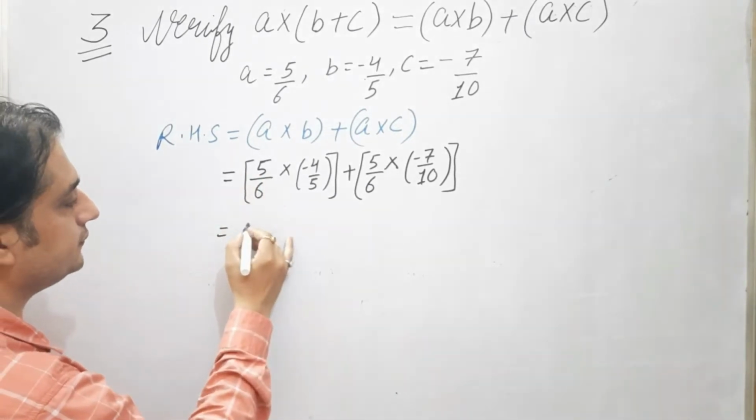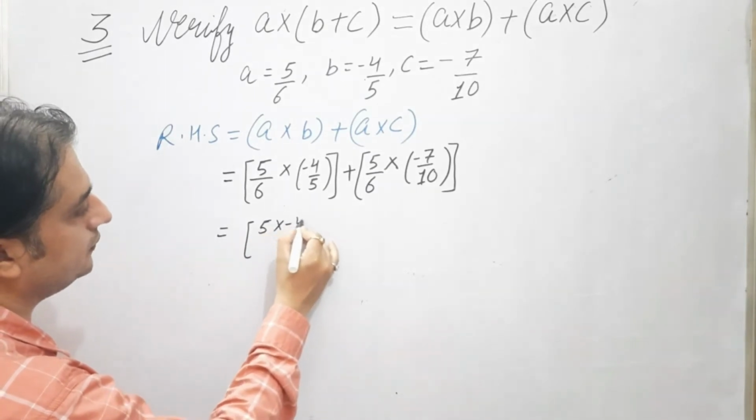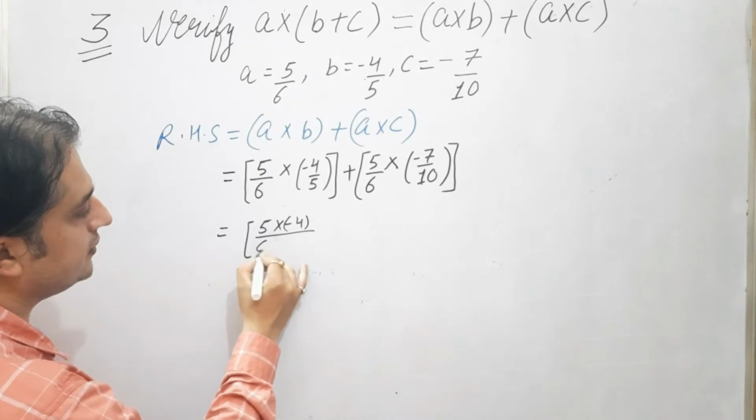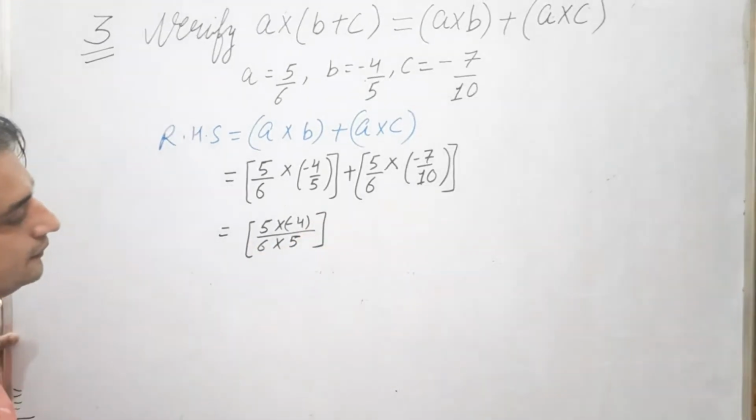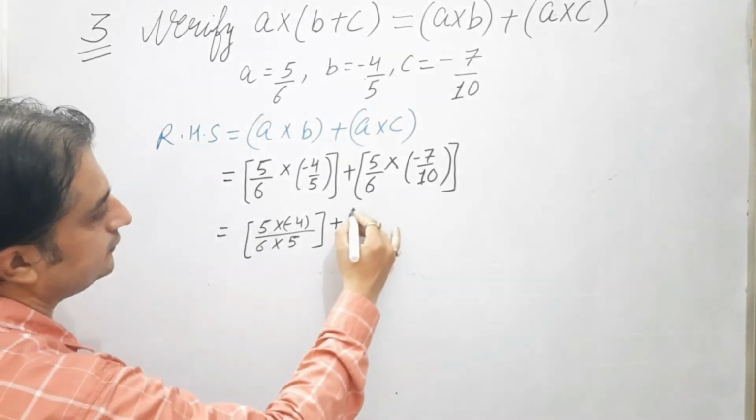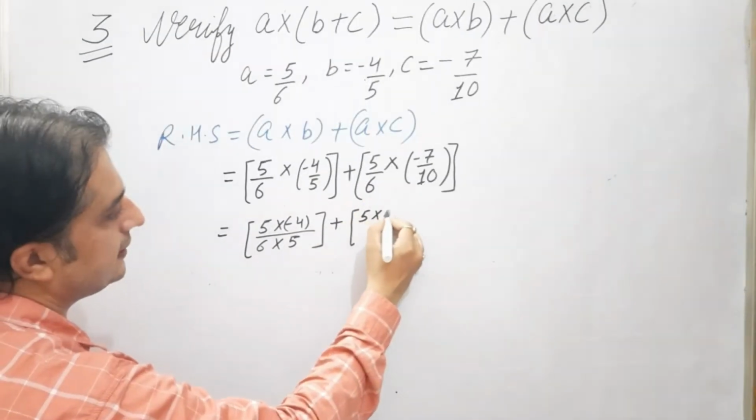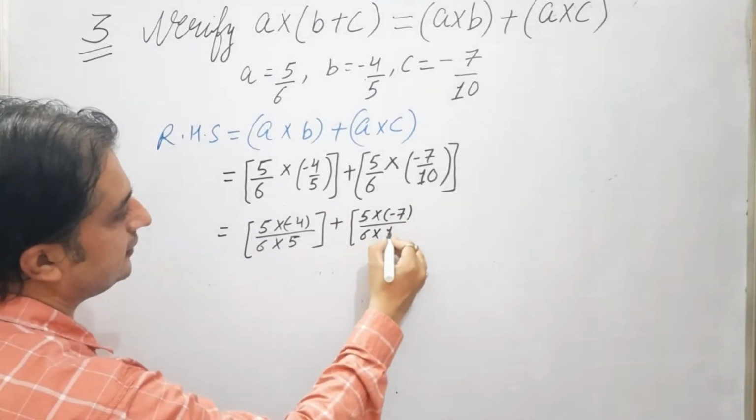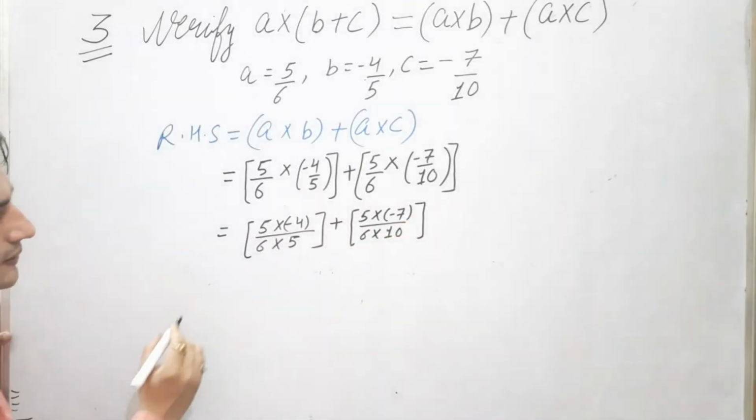5 multiply minus 4 to the 6 multiply 5, plus 5 multiply minus 7 to the 6 multiply 10, product of numerators to the product of the denominators, right?